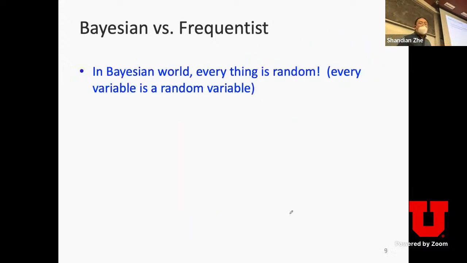So in the Bayesian world, every variable can be viewed as a random variable. This is just a philosophical choice, and in theory there is actually a very strong connection between the frequentist point of view and the Bayesian point of view. I can give you an example.